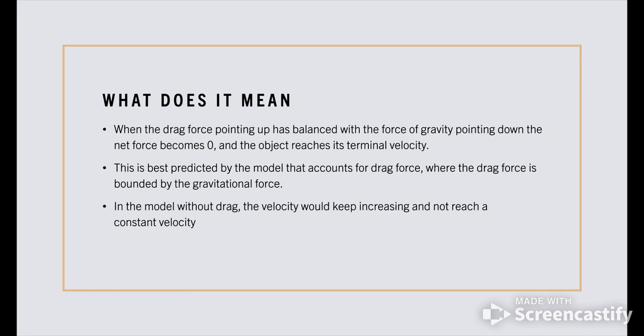What does it mean? When the drag force pointing up balances with the force of gravity pointing down, the net force becomes zero, and that's when the object reaches its terminal velocity. This is best predicted by the model that accounts for drag force, where the drag force is bounded by the gravitational force. In the model without drag, velocity would keep on increasing as there's an acceleration and no drag force pointing up to counteract it, and it would not reach a constant velocity.